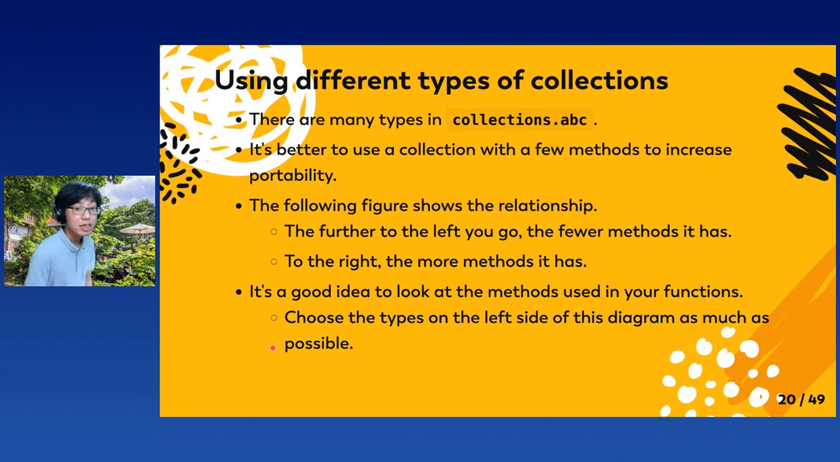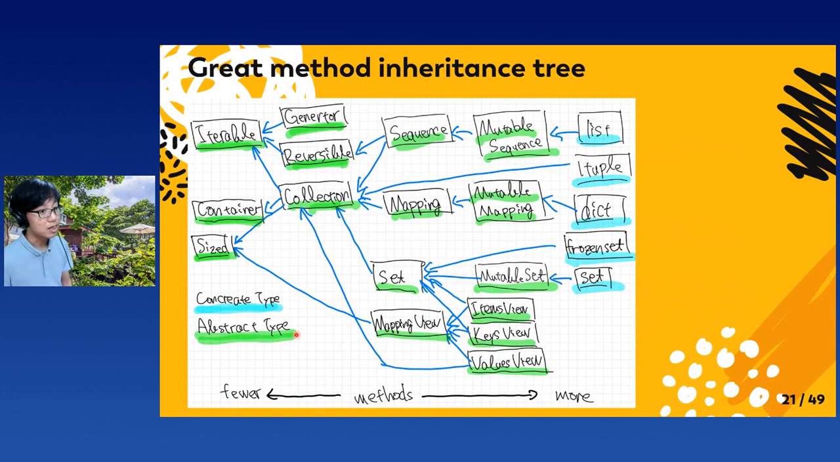Okay, this is the diagram. The farther to the left you go, the fewer methods it has. To the right side, the opposite side, the more methods it has. For example, if you want to loop over a sequence of arguments in a function, you can use collections.abc.Iterable here. If you need random access, use Sequence here. If you need to change the value, use a type starting with Mutable, such as this, and this.